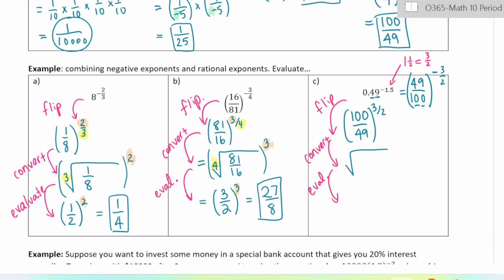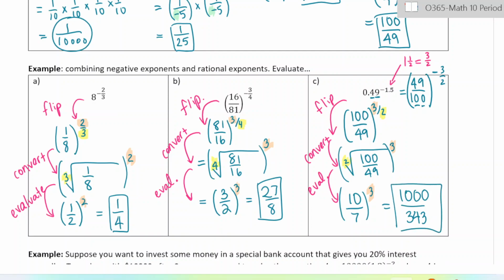Now we're going to convert it to a square root. So the index is the root, and then the power goes up top. And now we're going to answer it. So the square root of 100 is 10, square root of 49 is 7, and we still have to do this power of 3. And that final answer there would be 1,000 over, and if you multiply 7 3 times, it's 343. I'm just going to double check that's true, because I don't want to say the wrong thing here. Okay, 7 times 7 times 7. Yeah, okay, that's right. There we go. Okay, great.